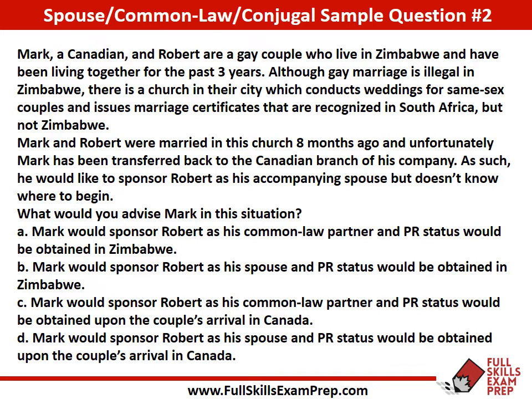And then we have the second part of those answers, which state that the permanent resident status would be obtained in Zimbabwe. Now we have C and D, which are very similar as well, in that they say that the status would be obtained in Canada, but the way of sponsoring the partner would be different. So we have common law versus spouse in that one as well. All right, so let's take a look at the potential answers here.